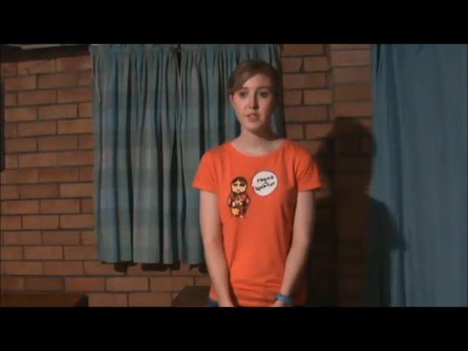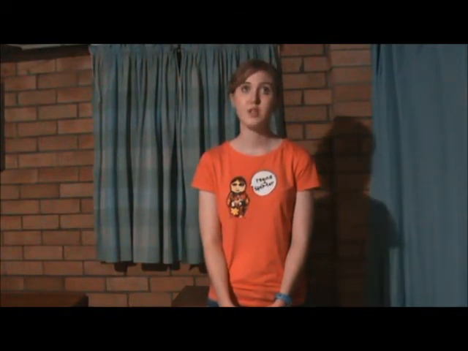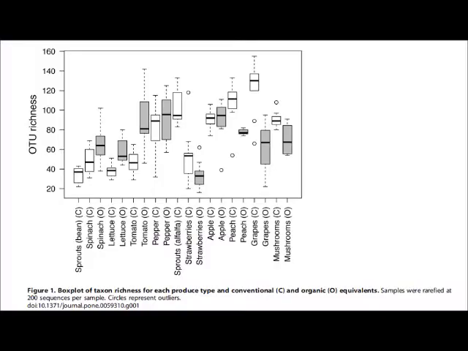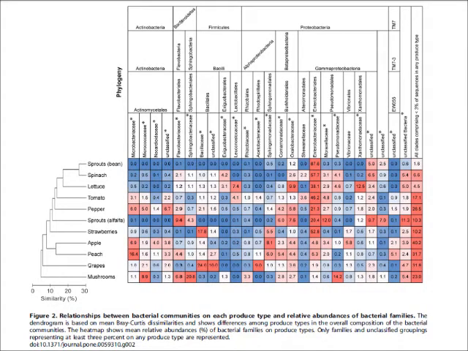They found that there were differences in the taxonomic richness on the surface of the organic and conventional labelled produce, and this depended on the produce type. As Figure 1 shows, with the C representing conventional labelled produce and the O representing the organic labelled produce, the organic labelled peppers, strawberries, peaches, grapes and mushrooms had a lower bacterial taxon richness than the conventional labelled counterparts, while the spinach, lettuce and tomatoes had significantly higher bacterial taxon richness in the organic labelled samples, while Figure 2 displays the different families of bacteria found on the surface of the samples.